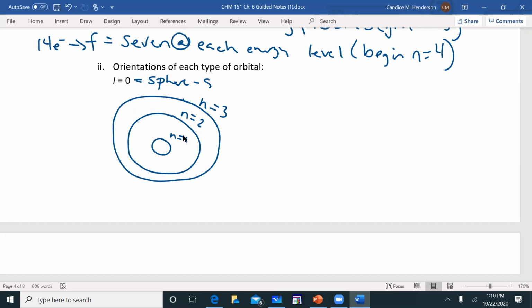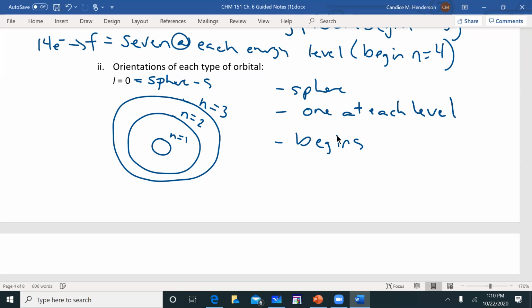So how many orientations do we have at each floor? This is a sphere. How many orientations can a sphere have? Only 1, so 1 at each level. This begins at the first energy level, n equals 1. And then let's write out one of these quantum numbers to explain it. So let's do this one here.